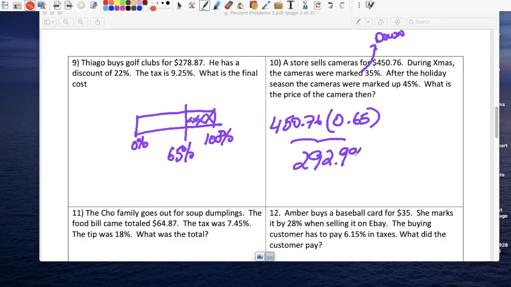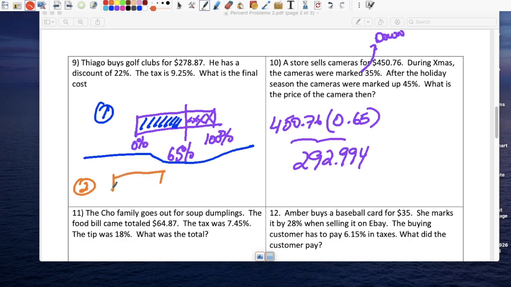And I'm actually going to write all three numbers. That's what I get, $292.994. So that's the price after the reduction of 35%. And then sales were over. Christmas is done. The store owner decides, hey, let me mark it up by 45%. So this represents the price after the discount. So number 2, I draw the new bar model, right? Except that when I draw it, this price in the corner is $292.44.